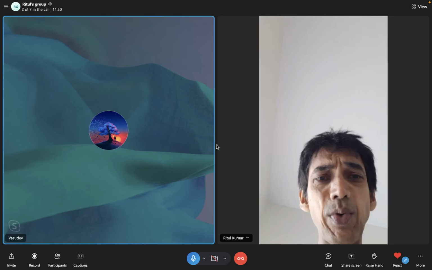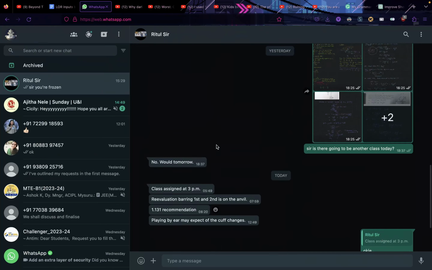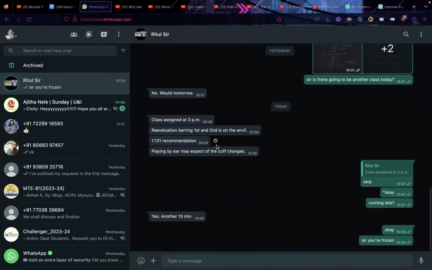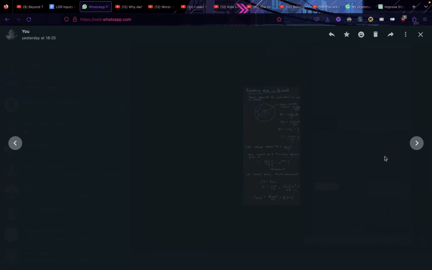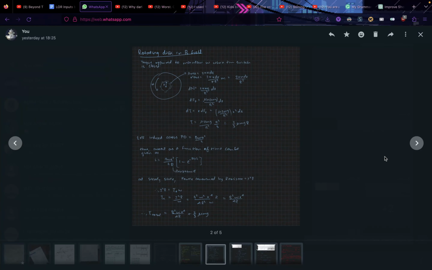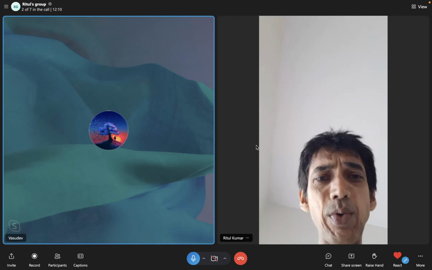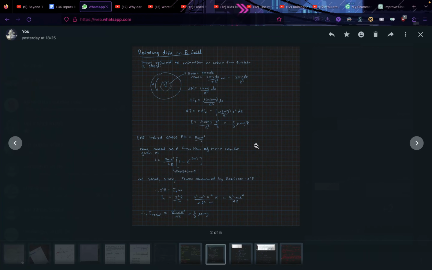Yeah, you're audible. That barring first and second means that those two are correct. And the others you need to reevaluate your answer, is what I meant. Yes, sir. The third one, the rotating disk in the B field, I am a little bit skeptical about the answer because my answer didn't match any one of the options. That's fine. There's no correct option over there. That working is fine. You have got close to one of the options, right? You must have missed on two there, right?